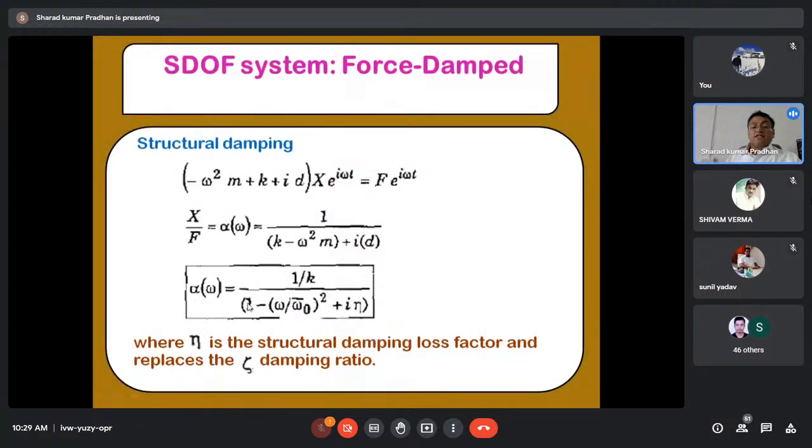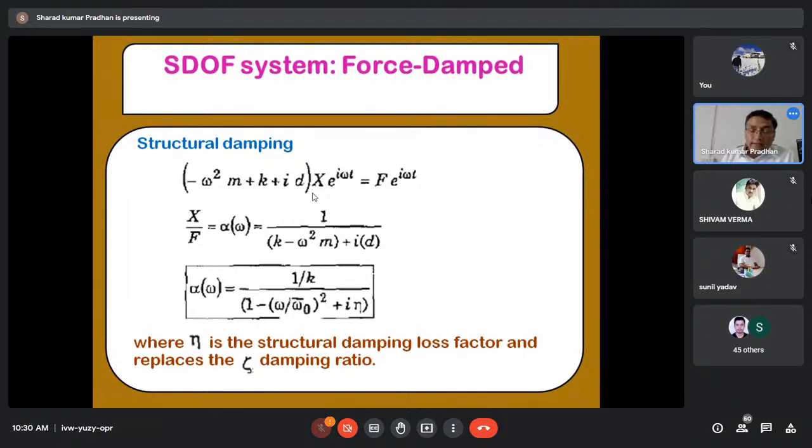Now look at this, structural damping. Minus omega square m as it is earlier, k as it is earlier. In place of c omega, now we have got i d. This d is representing the structural damping coefficient. C was representing the viscous damping coefficient. Again, we have got X e^(i omega t), which is a natural convention. Every time we are taking x(t) as X e^(i omega t) and f(t) as F e^(i omega t).